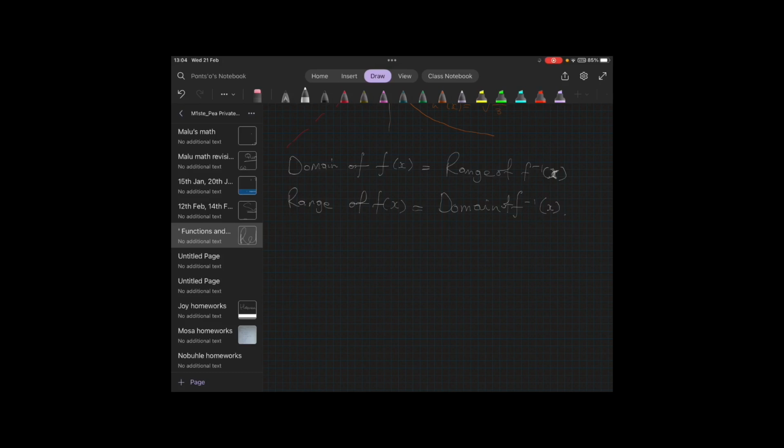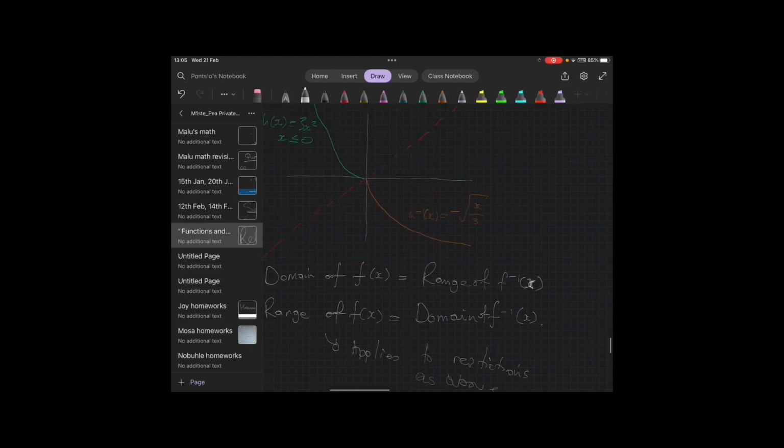Similarly, a restriction on the domain of the function results in a restriction on the range of the inverse. And this applies also to restrictions as above.